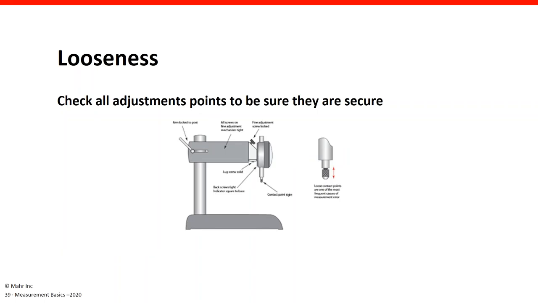Looseness is a big enemy of measurement. I want to make sure that we check all adjustment points to be sure that they're secure. So you can see that this is a simple bench stand here. There's probably millions of these in the shops around the country. And look at all these adjustment points we have. We have a post that's attached to a base, and we have an arm attached to the post, and there's a fine adjustment on there, and that indicator is attached to the fine adjustment, and there's a contact point. And any one of those can become loose and influence our measurements.